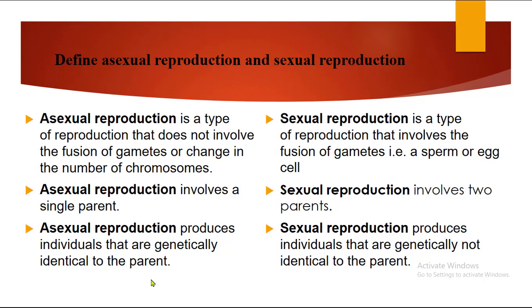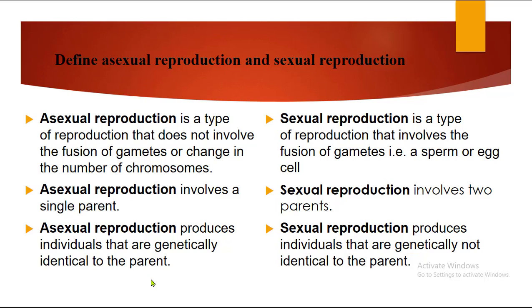First SLO. Define asexual reproduction and sexual reproduction. Asexual reproduction is the type of reproduction that does not involve the fusion of gametes or change in the number of chromosomes. However, sexual reproduction is a type of reproduction that involves the fusion of gametes, that is the male and female gametes, sperm and egg cell.